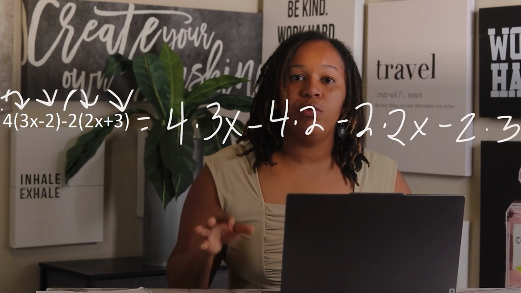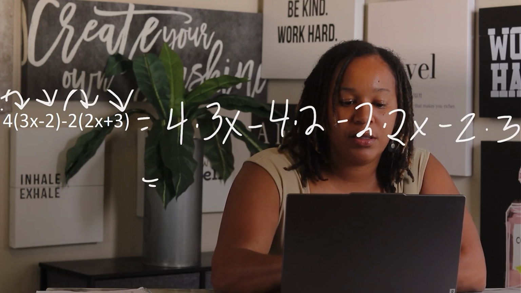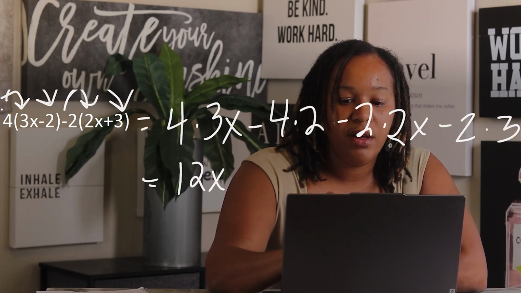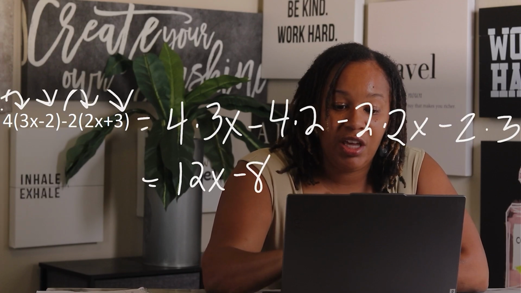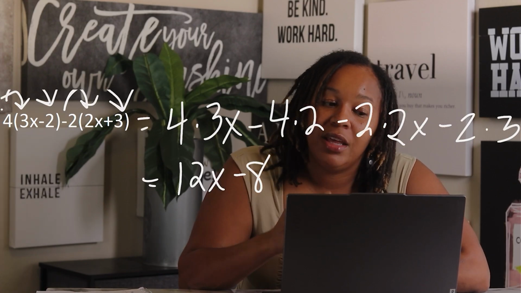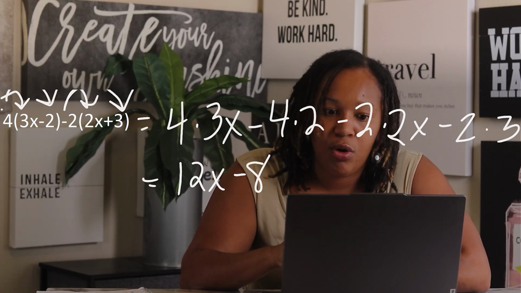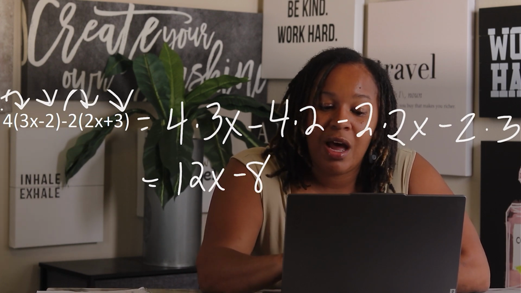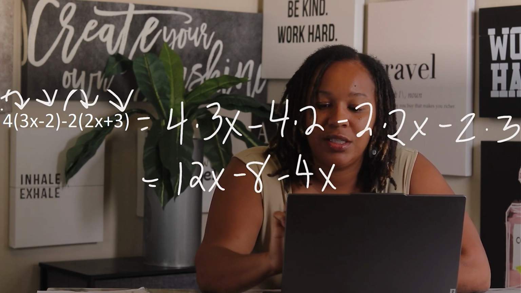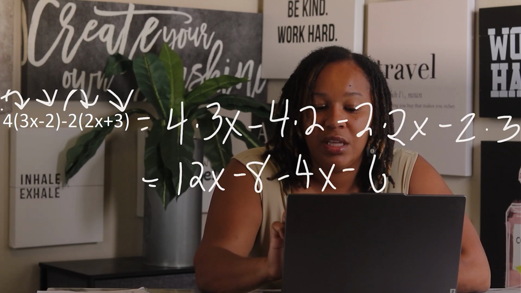All right, and now you want to go through and simplify that. 4 times 3x is 12x. 4 times 2 is 8, and so you keep that sign. That's a minus 8. That's a minus 4 times a positive 2, or vice versa, but that sign stays negative. Negative 2 times 2x is negative 4x. And then negative 2 times 3 is negative 6.